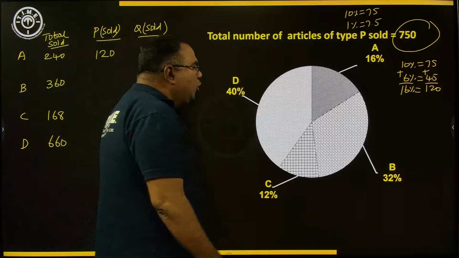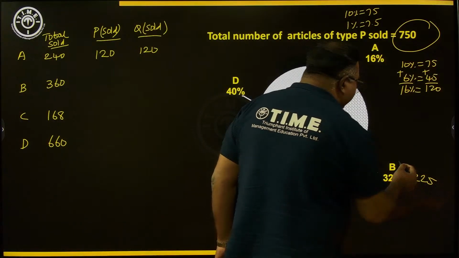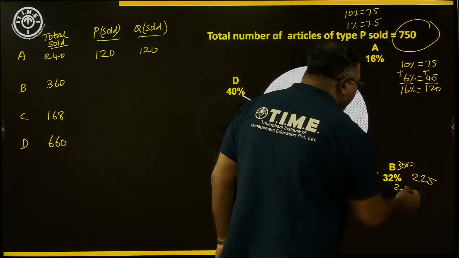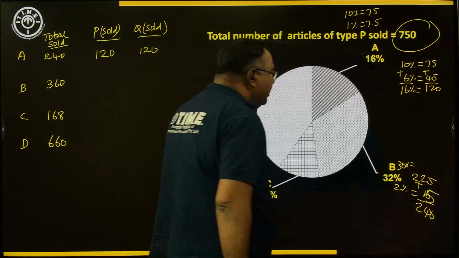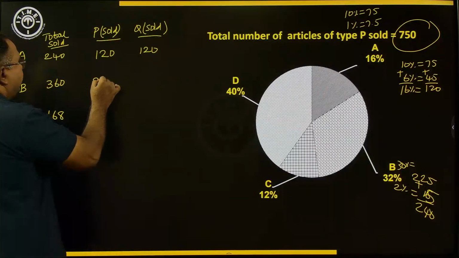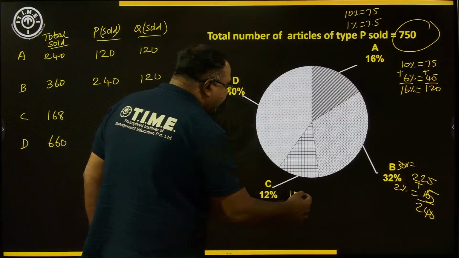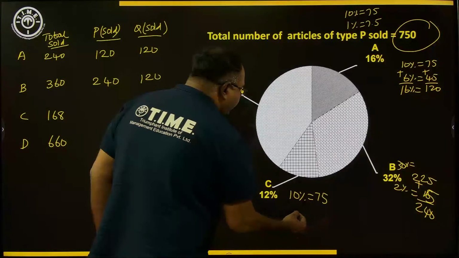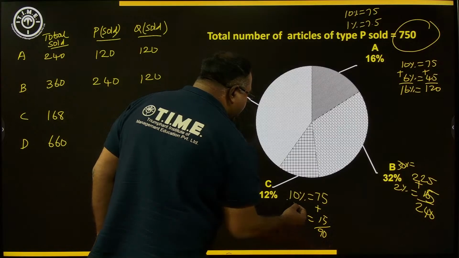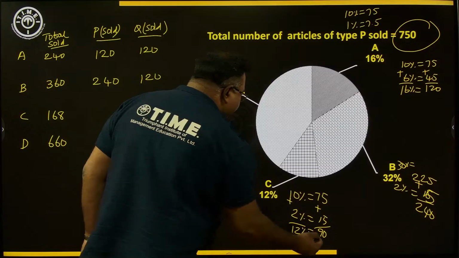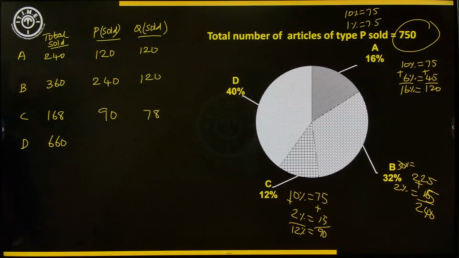Then B, 32%. So 30% will be 225. To this add 2%. 2% will be 15. 225 plus 15, it has to be 240. So 360 minus 240, Q has to be 120. Next, this is 12%. 10% is 75, 2% will be 15. 75 plus 15, 90 is my 12%. So total 168 minus 90, Q has to be 78.